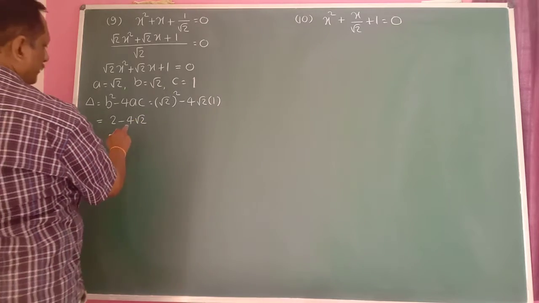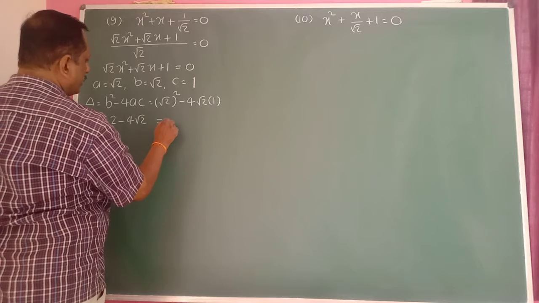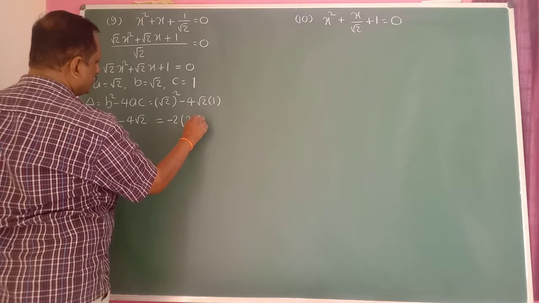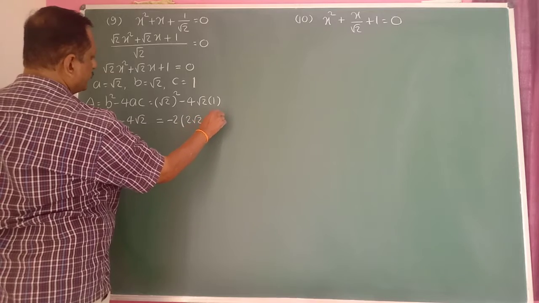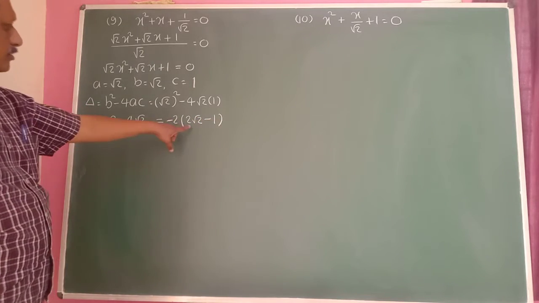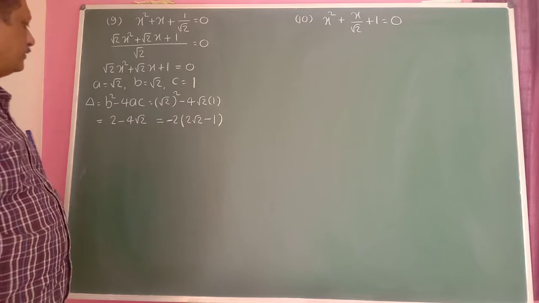You can take minus 2 as a common factor here. If you take minus 2 common, then it gives 2 root 2 minus of 1 here. Minus 2 is the common, so remaining here 2 root 2 and here minus of 1.